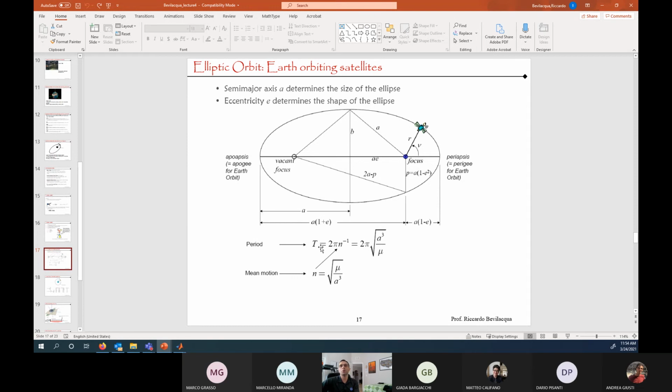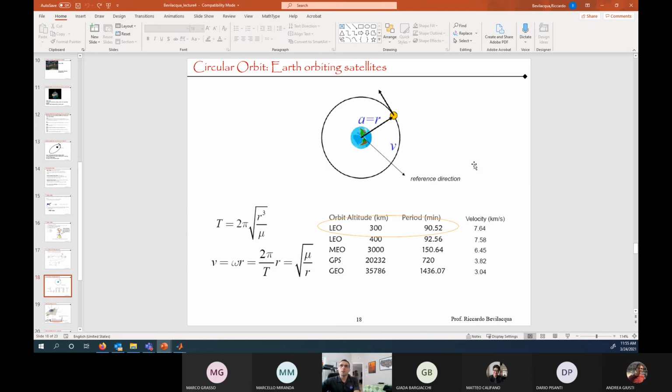See, the square of the orbital period is proportional to the cube of the semi-major axis. So if you solve for T, this is what you get: 2 pi square root of semi-major axis cubed over mu. So the bigger the orbit, of course, the longer it takes to go around. ISS takes about 90 minutes. It's at about 400 kilometers above the Earth. A geostationary satellite is 36,000 kilometers above the Earth and takes 24 hours to go around.